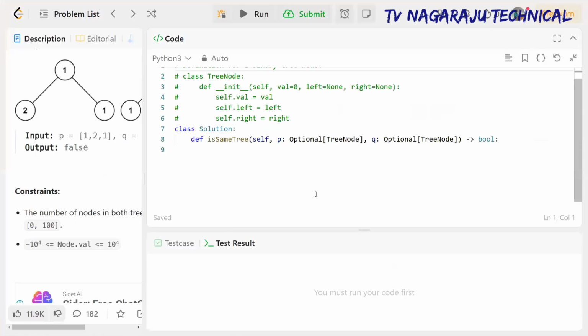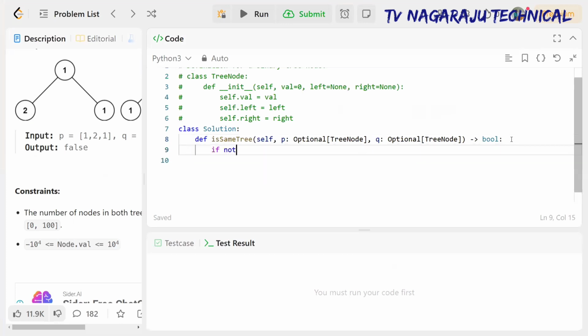Now observe how I write the program, using the same logic. First I write: if not p and not q. That means p is not available and q is not available. What do I return? I return true, which means both trees are equal. Suppose the if condition fails. Next I check one more condition: if not p or not q, that is, either one. In that case, I return false.